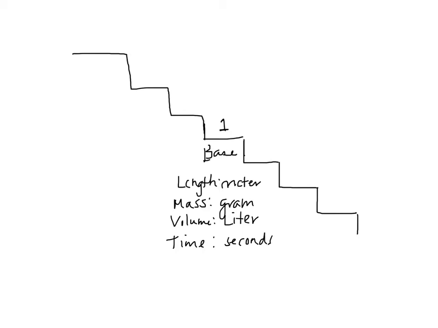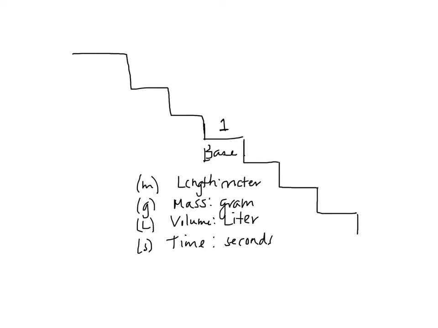Alright, now all of these units have abbreviations. So meter is abbreviated lowercase m, mass is abbreviated with a gram or G, liter is abbreviated most commonly with a capital L, and time is with a lowercase s.